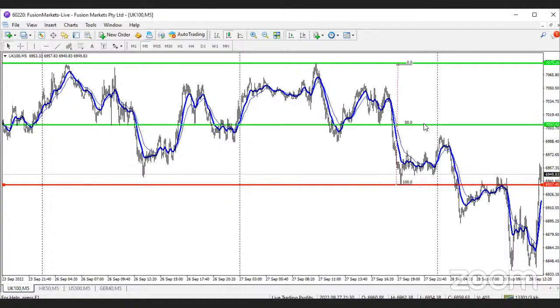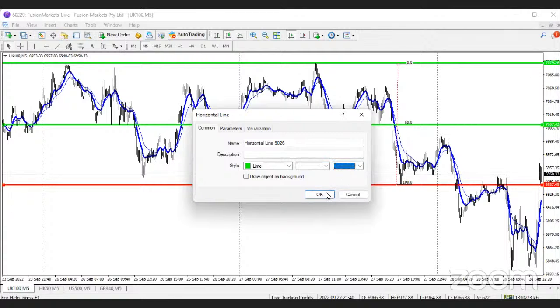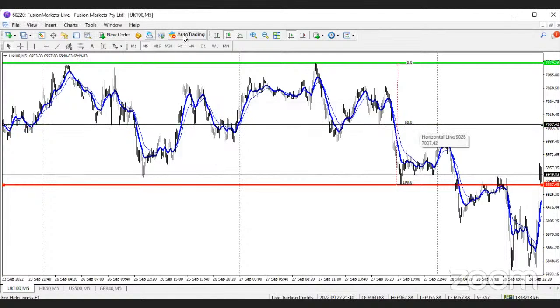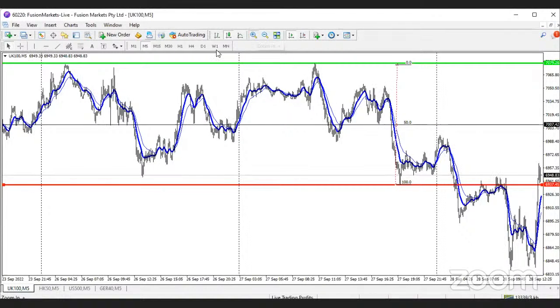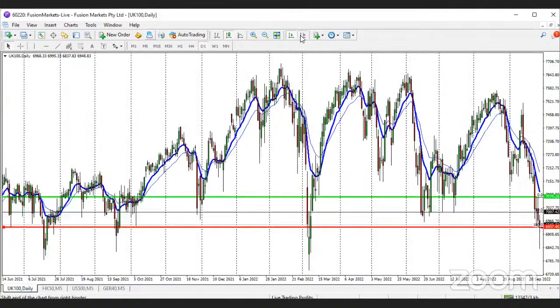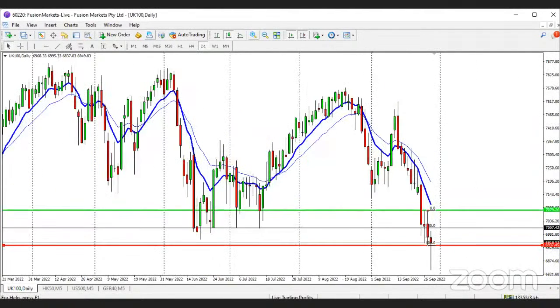What is fascinating about what we're getting on UK 100 is that there's possibly a higher probability that what the market is doing now is trying to create a tail on the bottom of yesterday's candle. If you have a look at yesterday's candle, there it is. I'm going to hide that feature just on the 5 minute.